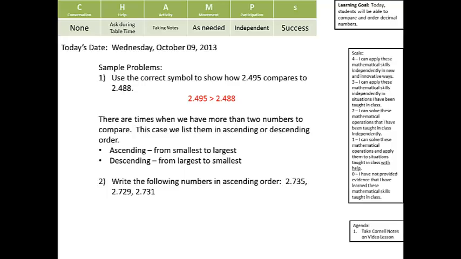So now let's do a sample problem. We have three numbers here: 2.735, 2.729, and 2.731. And we're going to put those values in ascending order. So it's going to be smallest to largest.